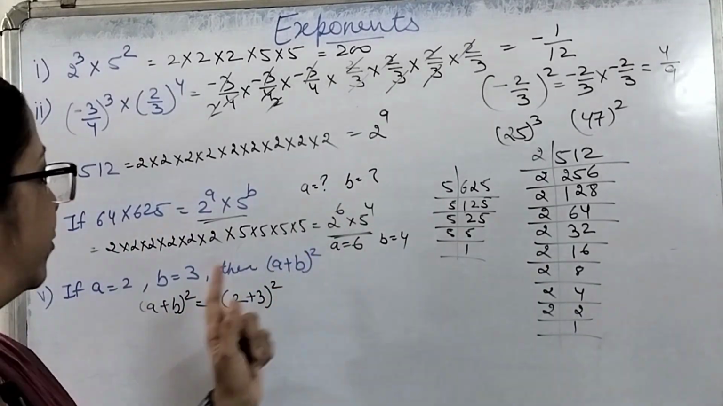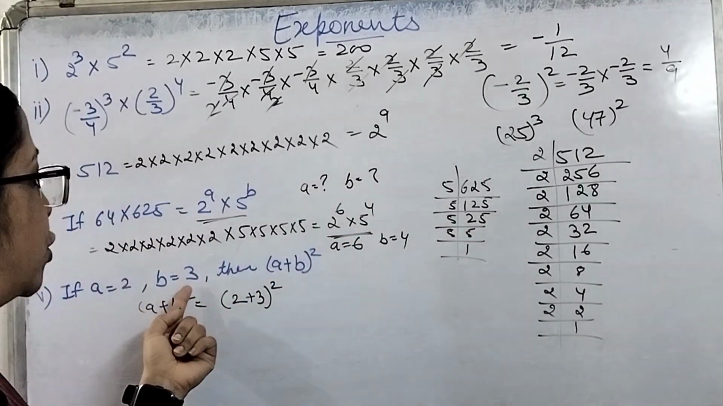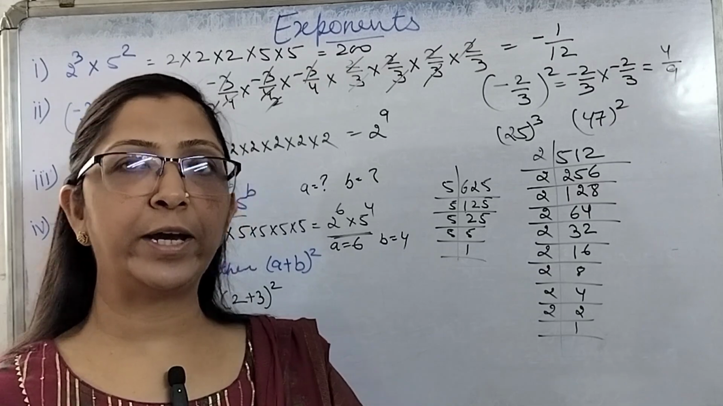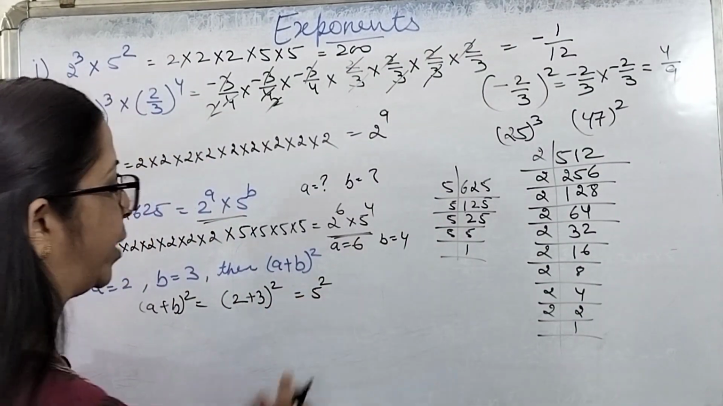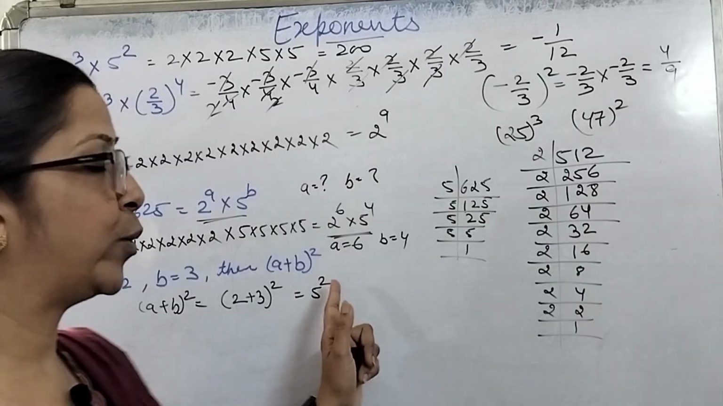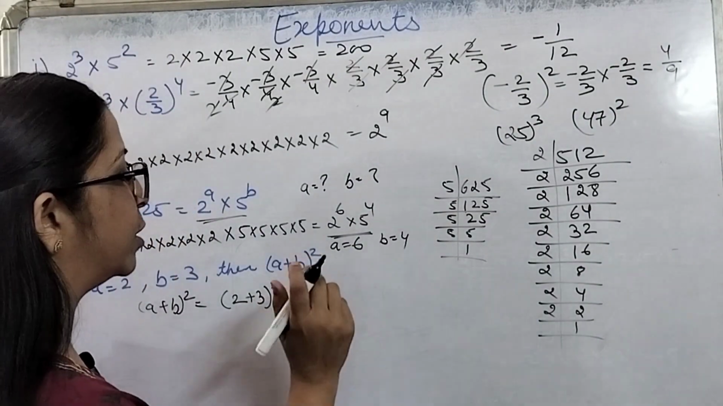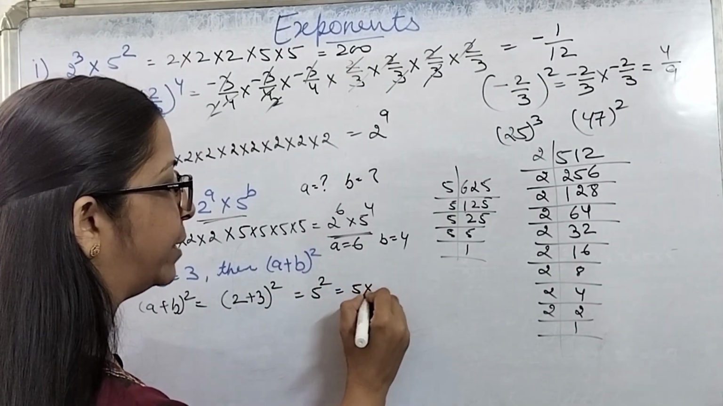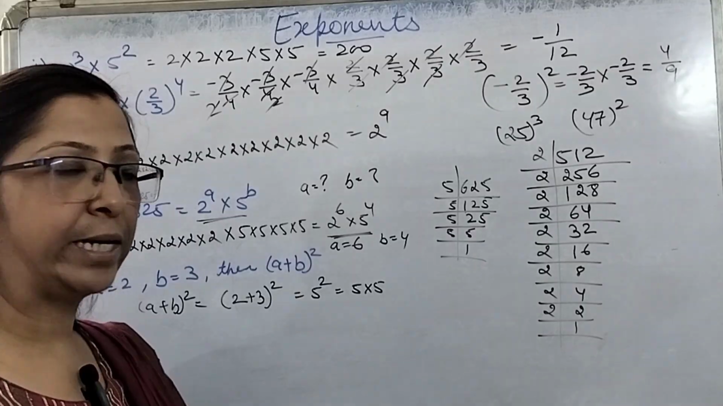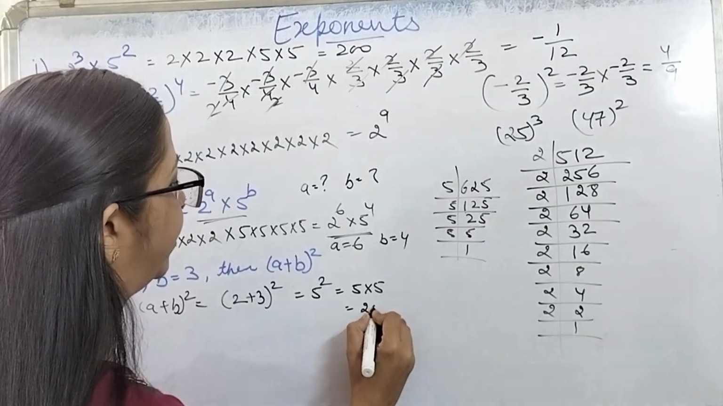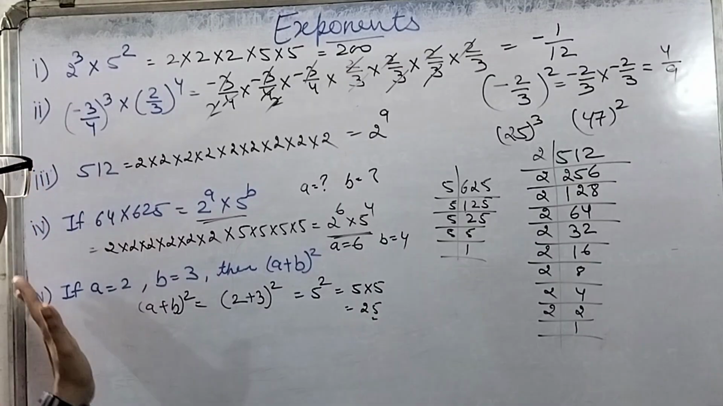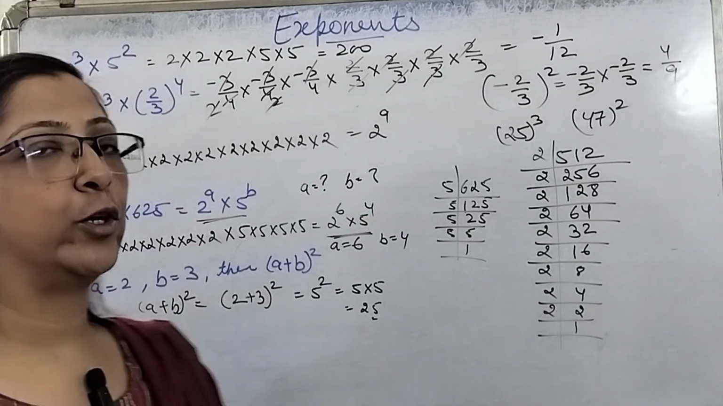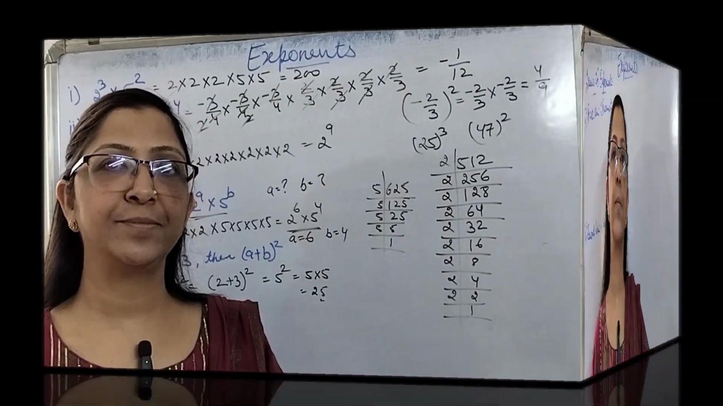Just now we said if the power of any number is 2, we say it is the square of the given number. So 2 plus 3 will be 5 square. That means we have to find the value of the square of 5. 5 raised to the power 2 simply means 5 multiplied by 5. 5 will be multiplied 2 times. That means its value will be 25. So this is how we can solve various types of questions related to exponents.